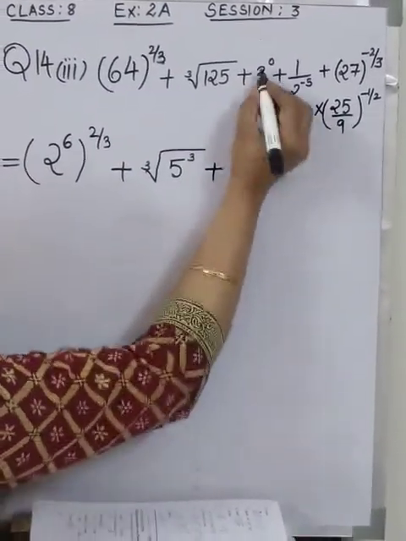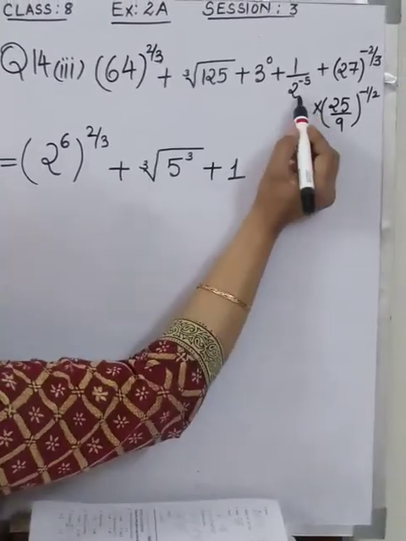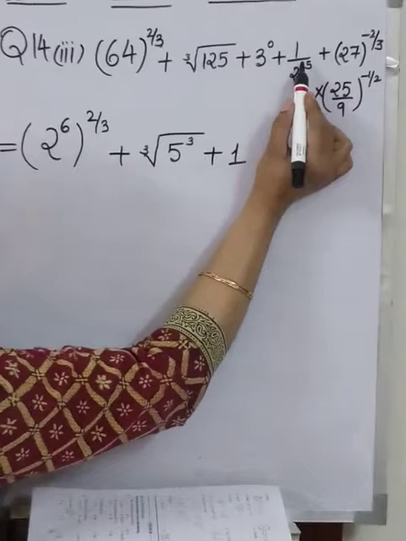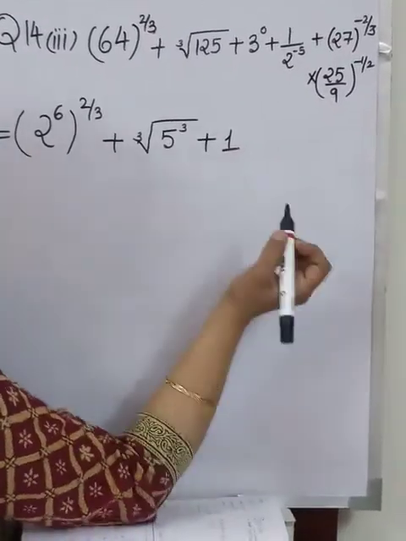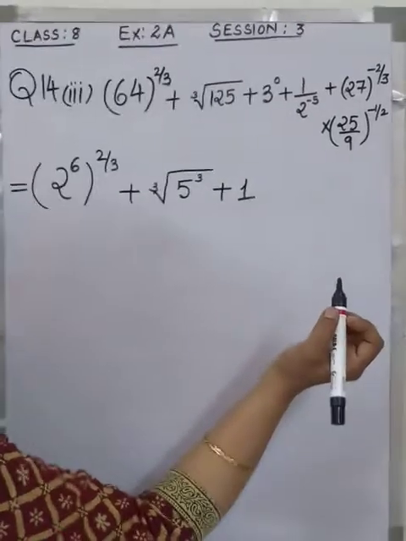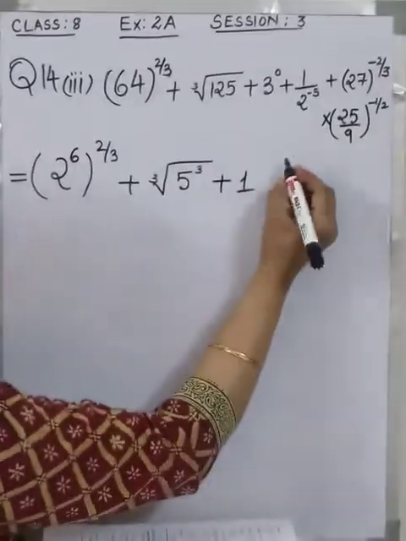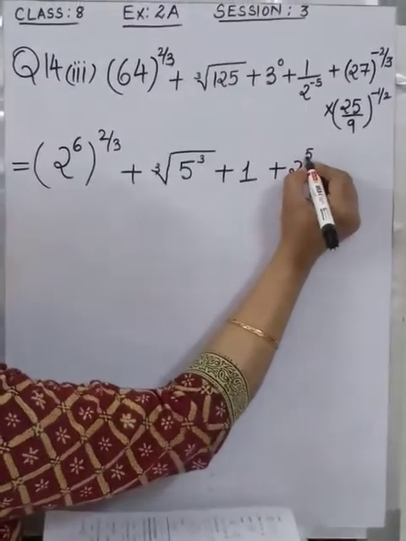Any number with power 0 is always 1. 2 has power minus 5. We convert negative index into positive index. Whenever we are converting negative index into positive index, we write the reciprocal of it. So 1 by 2 becomes 2 to the power 5.